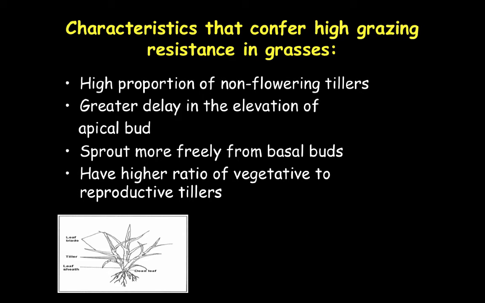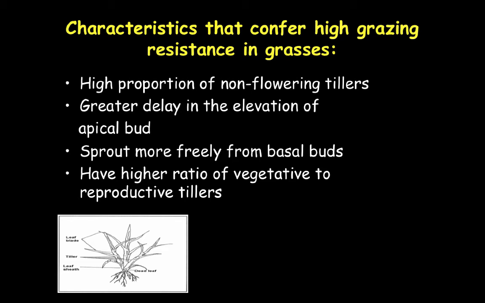So switching gears, talking more about grasses, some of the characteristics that have resulted in grasses having high resistance to grazing are the proportion of non-flowering tillers. So each grass has tillers that branch out from the root base, and the ability of those tillers to come back after grazing bouts really has lent itself to grasses having really high tolerance for grazing.